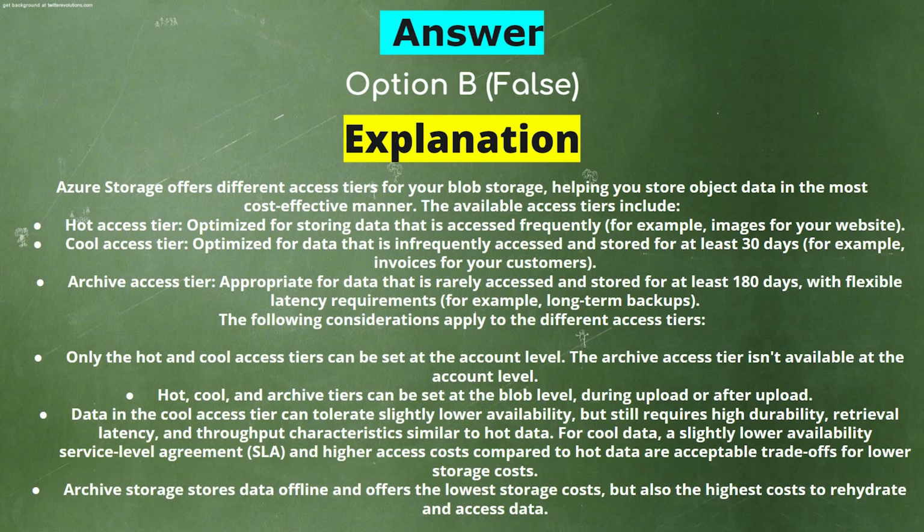The following considerations apply to different access tiers. Only the hot and cool access tiers can be set at the account level. The archive access tier isn't available at the account level. Hot, cool, and archive tiers can be set at the blob level, during upload or after upload. Data in the cool access tier can tolerate slightly lower availability, but still requires high durability, retrieval latency, and throughput characteristics similar to hot data. For cool data, a slightly lower availability service level agreement and higher access cost compared to hot data are acceptable trade-offs for lower storage cost.